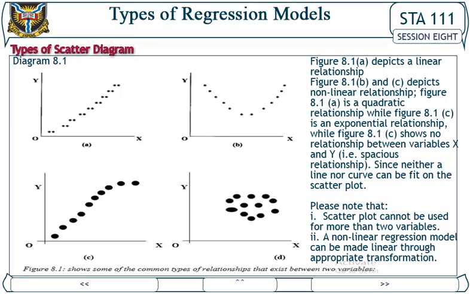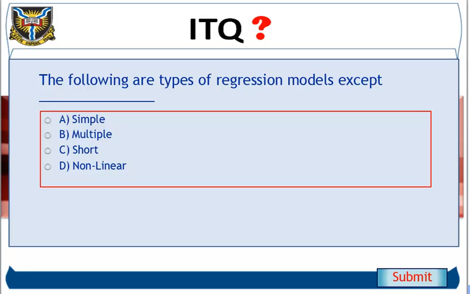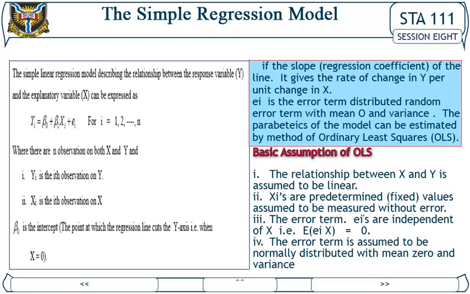Since neither a line nor a curve can be fit on the scatter plot, please note that: 1. A scatter plot cannot be used for more than two variables. 2. A non-linear regression model can be made linear through appropriate transformation. In-text question.